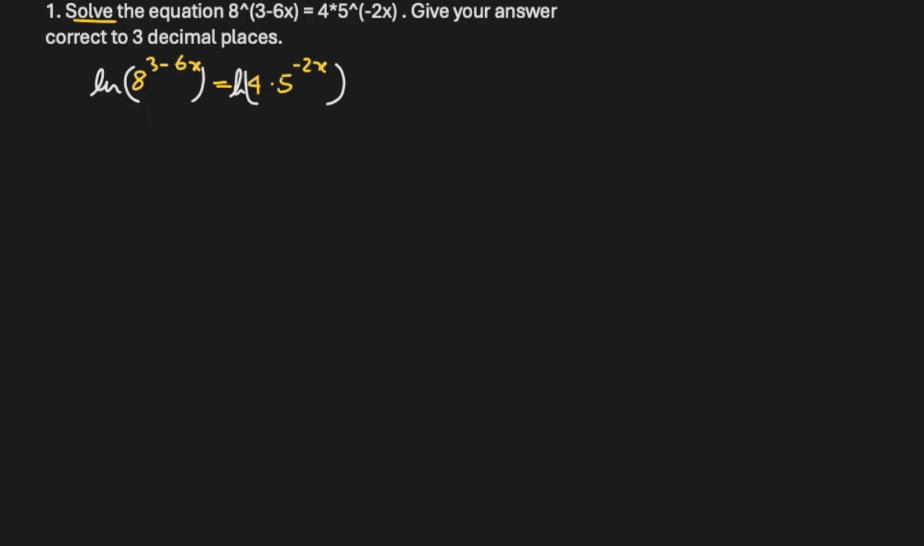Okay, so when we have this natural log, the exponent will become the coefficient. So it will become 3 minus 6x as coefficient, then natural log, and only 8 is left. Similarly here, since two parts are multiplying, they will add up. So it will become natural log of 4 plus natural log of 5 to the power minus 2x. Then this exponent also will become the coefficient just like this. So I'm going to expand this and put this minus 2x in front of natural log.